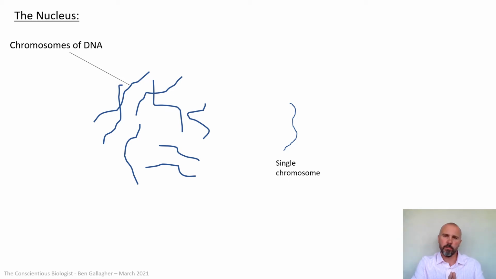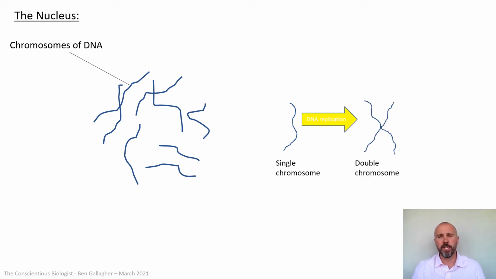Now single chromosomes, about midway through a cell's life, will split and copy themselves into two identical pairs which stay together. Those are called double chromosomes, and that's the process of DNA replication. It's a really important part of a cell's life. The reason being, if one cell is going to grow and then split into two, each new cell will need a full set of DNA.